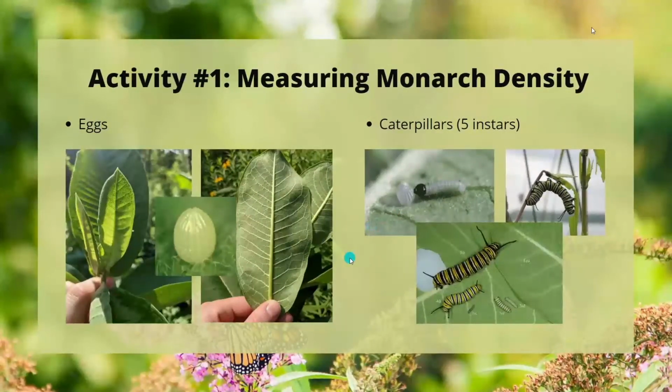So really quickly, this Activity 1 I was mentioning. This is the most simple place. This is where we recommend all people start, and this is where you are just checking out milkweed plants at your site for eggs and caterpillars.